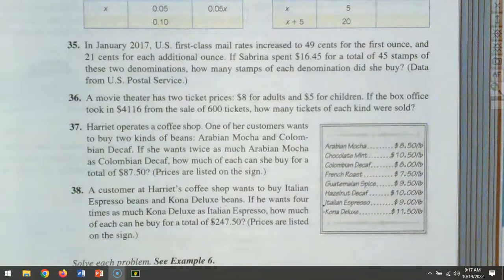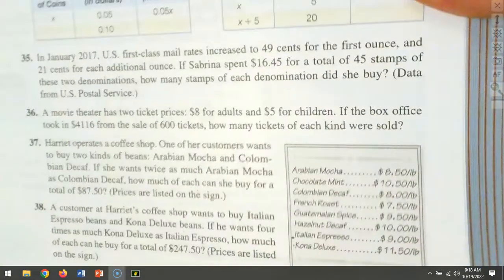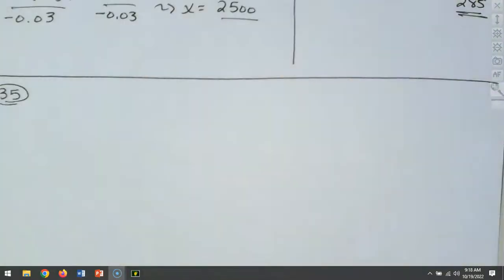At 35 here. So 2017 first class mail rates increased to 49 cents for the first ounce and 21 cents for each additional ounce. If Sabrina spent $16.45 for a total of 45 stamps of these two denominations, how many stamps of each denomination did she buy? So it's going to be set up very, very similar to what we just did.